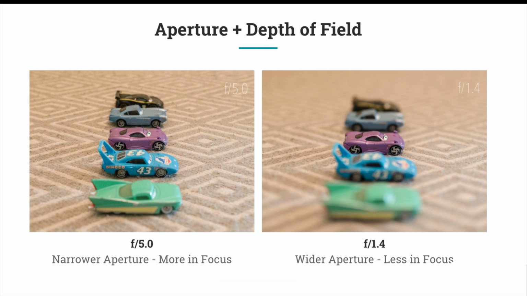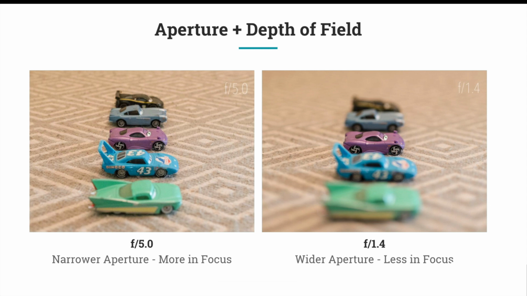On the left, we have an aperture of f5. That's a more narrow aperture than what we have on the right, so you can see that more is in focus. If you look at these toy cars that are lined up, you can see that more of them are in focus, and the ones that aren't in focus are just slightly blurred out. If you look at the image on the right, we have a wider aperture, a wider opening in the lens at f1.4, and we have less in focus.